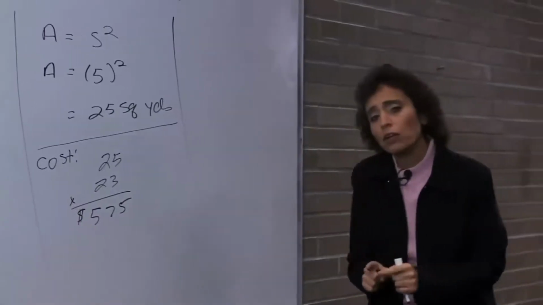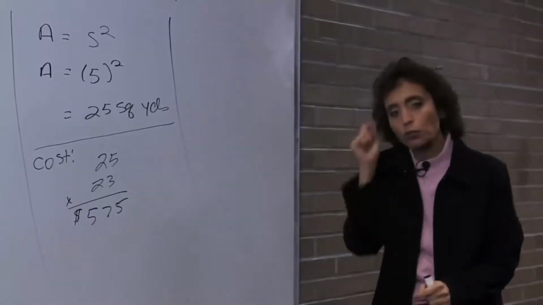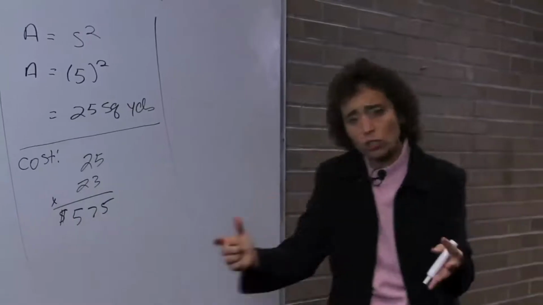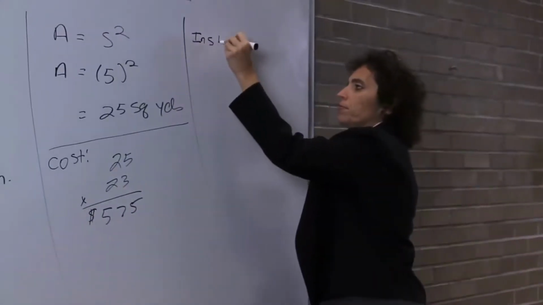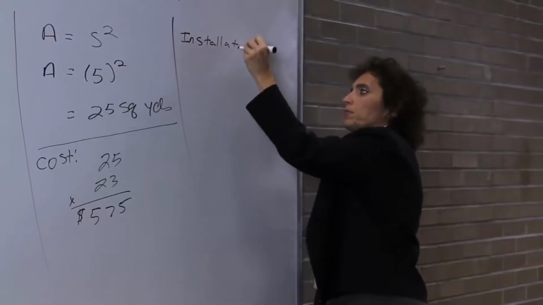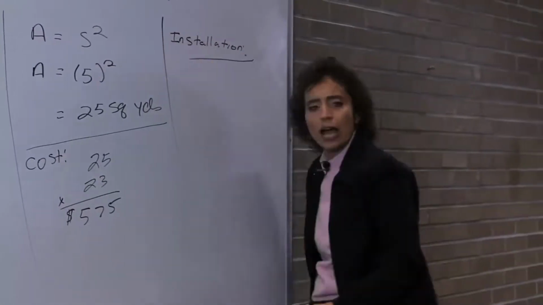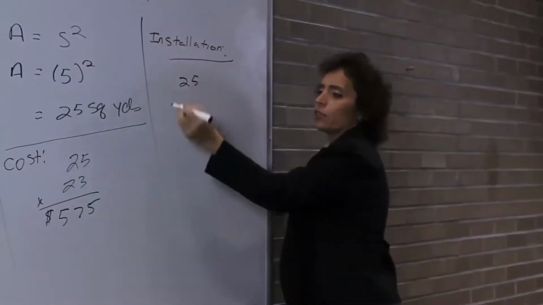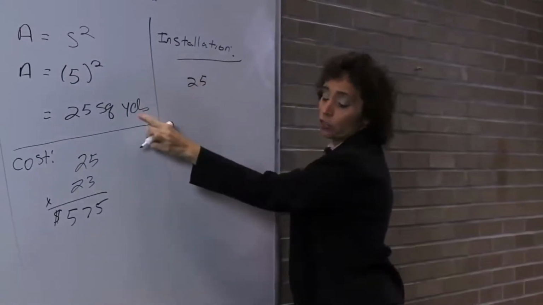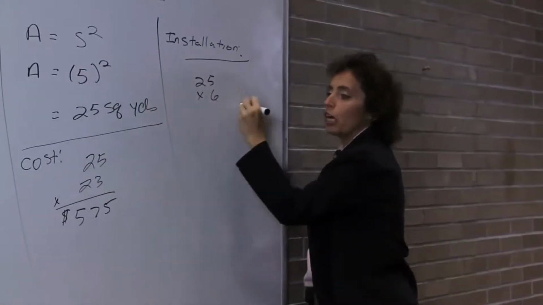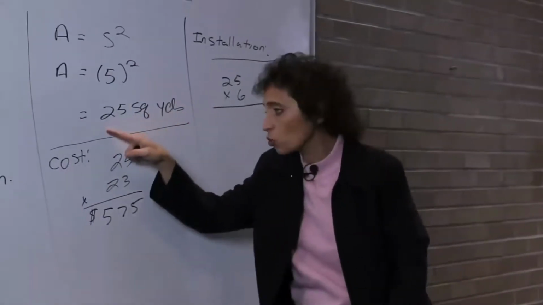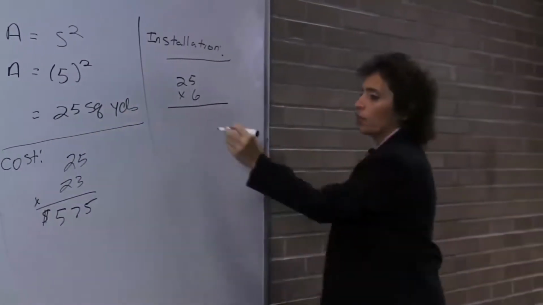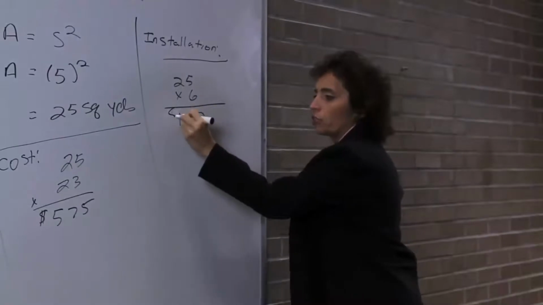But now remember, it costs you $6 per square yard to install it. Don't you wish you could install it yourself? So for installation, you have 25 square yards, but $6 per yard. You have to pay $6 for every square yard for installation. So that's $150 for installation.